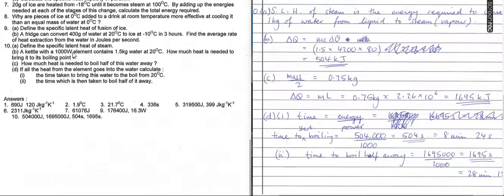Part B, a kettle with a 1000 watt element contains 1.5 kilograms of water at 20 degrees C. How much heat is needed to bring it to its boiling point? So for this, we're thinking about heating the liquid water, and so it's changing the temperature. So we don't have to consider anything to do with the actual boiling into steam, the energy required for that. It's just to raise it to its boiling point. So it's the change of temperature. So we use equation number 1. So this is mass times the specific heat capacity multiplied by the change in temperature. So this gives 504 kilojoules.